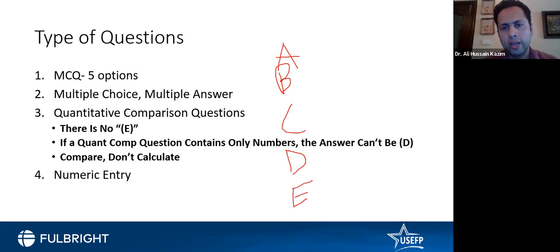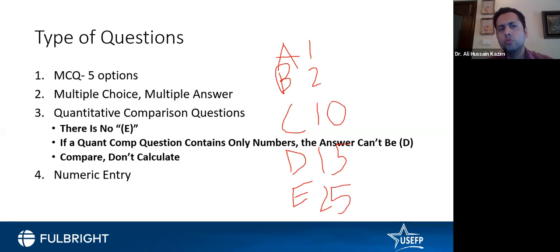So let's say option A is 1, option B is 2, option C is 10, option D is 15, and option E is 25. So option C is right there in the middle. Which means that sometimes you have to substitute an option to see whether it is correct or not. So always start with option C. From there, you can see whether you want to move up or move down from that.